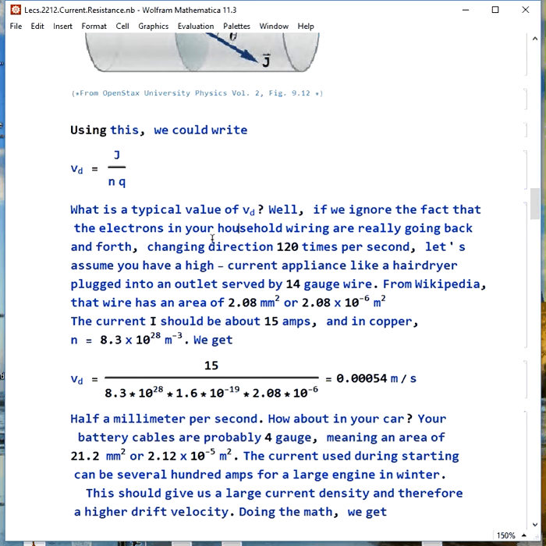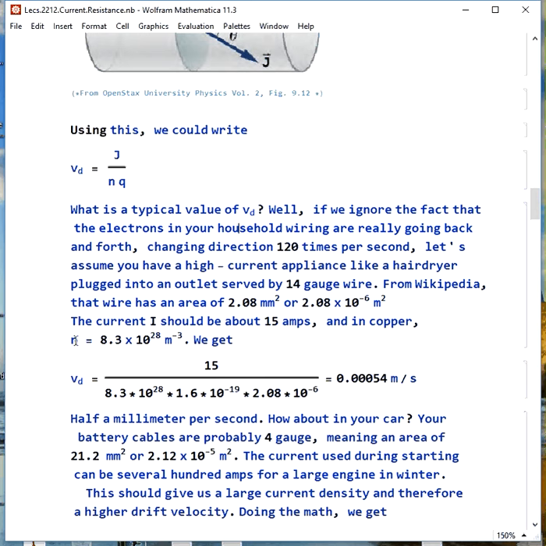Well, really in your household wiring, since it's alternating current, they're going back and forth, changing their direction 120 times a second. Let's ignore that and play like we have DC wiring in the house. So let's say you have a high current appliance like a hairdryer plugged into an outlet served by 14 gauge wire, that's code. That's what you'll probably find if you open up your walls. According to Wikipedia, that wire has an area of about 2 square millimeters, or about 2 times 10 to the negative 6 square meters. The current for the hairdryer is going to be about 15 amps.